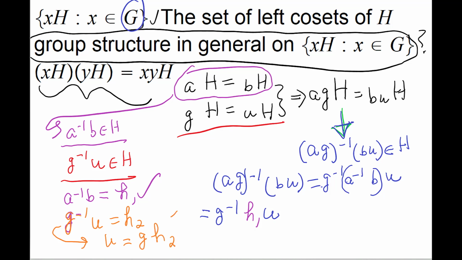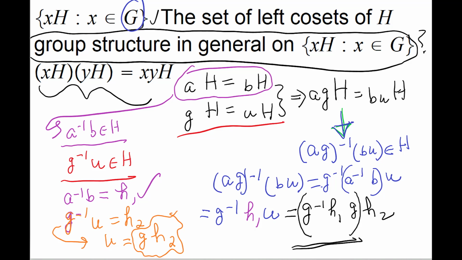If you look at this portion here, then u is gh2. If we were sitting in a classroom, most of the time I'm able to get all these steps from the class participants, but unfortunately we don't have that opportunity. So I'm just going the way my head is dictating. Okay, so here u is gh2. So what happens is we get this element equals g inverse h1, and then u is gh2. All right.